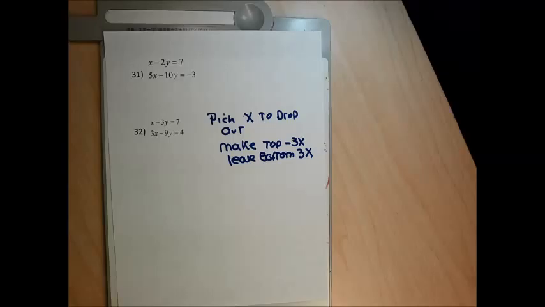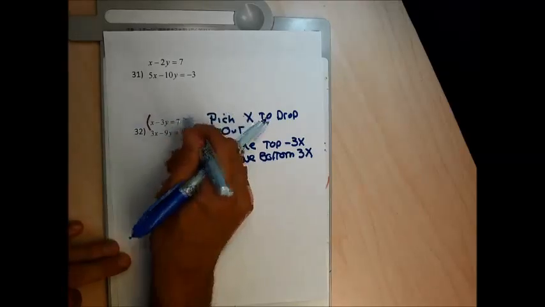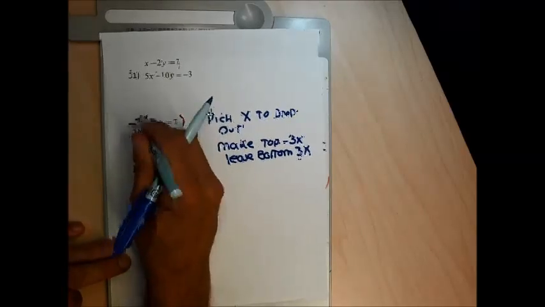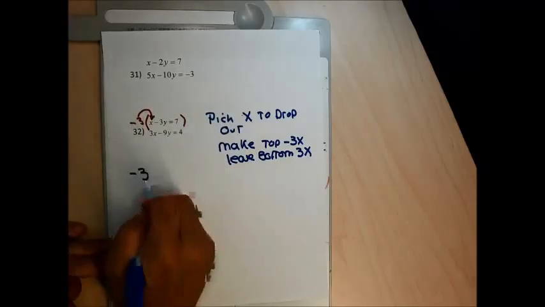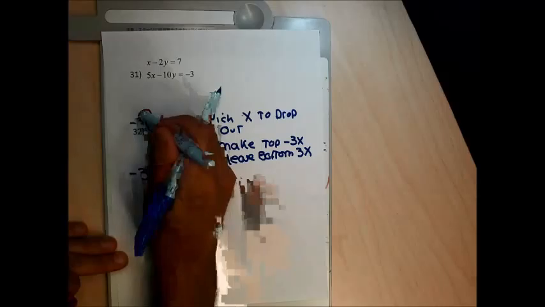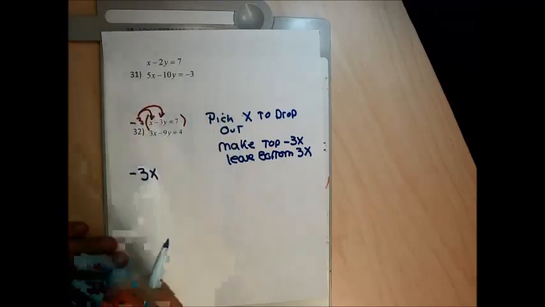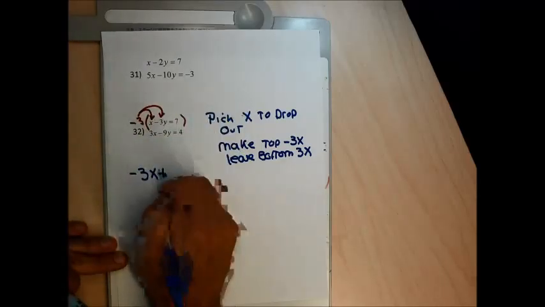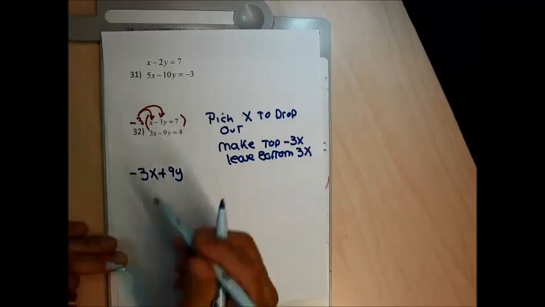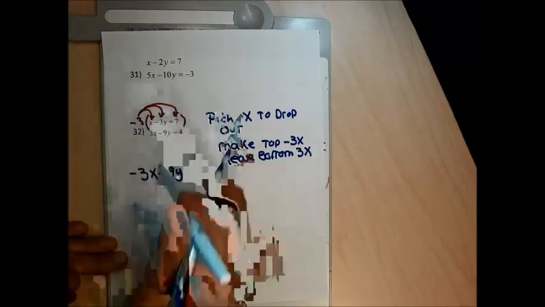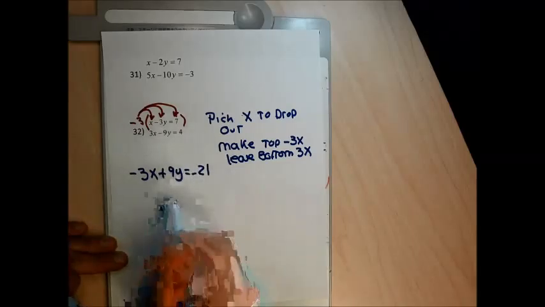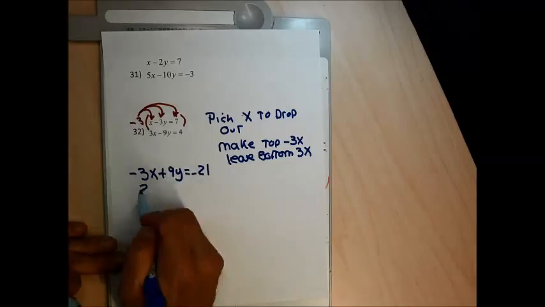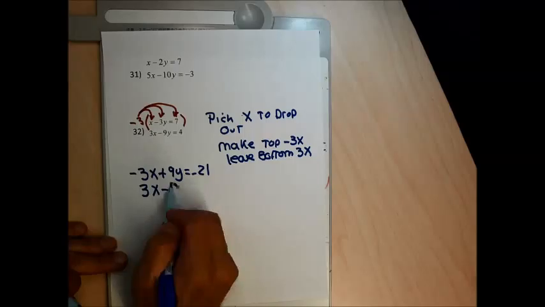And what I'm going to do is multiply everything in the top equation by minus 3. So I'm going to go minus 3 times x. That's going to give me a minus 3x. And then a minus 3 times a negative 3y. That's going to give me a positive 9y. And then a minus 3 times a positive 7, and I'm going to get minus 21. That's my new top equation. I'm going to leave the bottom equation just how it was.